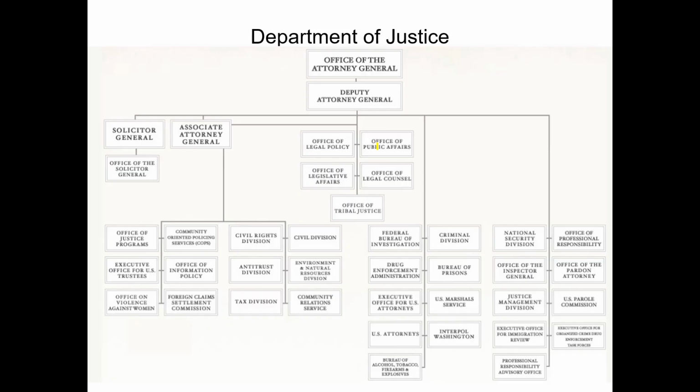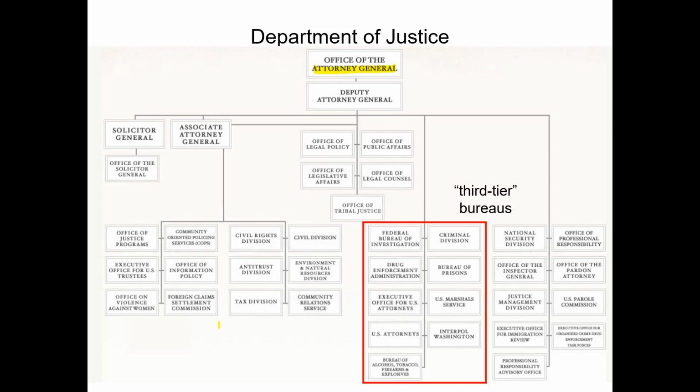This is the Department of Justice. We do not call the head of this department the Secretary of Justice. We call them the Attorney General. They're the top lawyer for the United States. We can see a lot of office of here. The Solicitor General over here is the position that specifically handles the Supreme Court cases representing the government. But the third tier bureaus are right here, and several of these I'm sure you're familiar with.